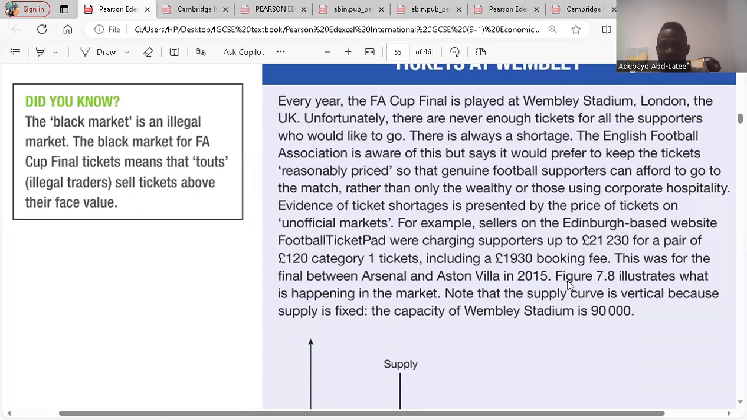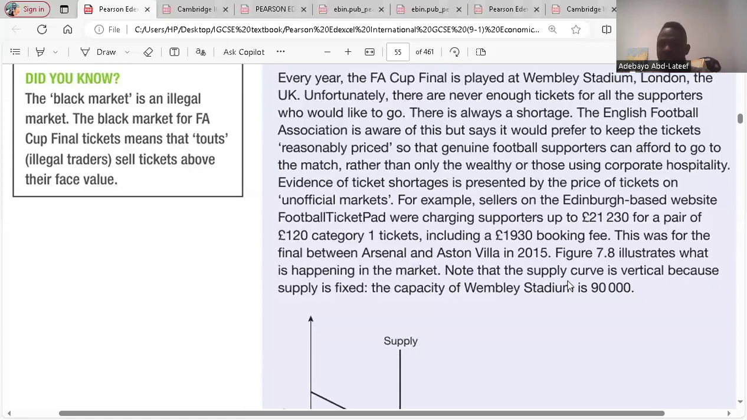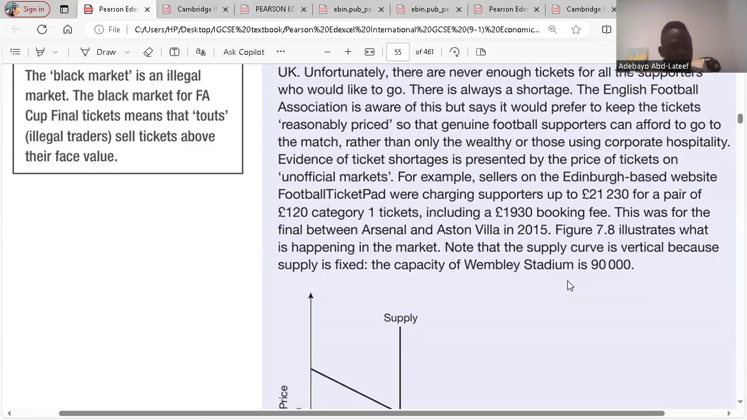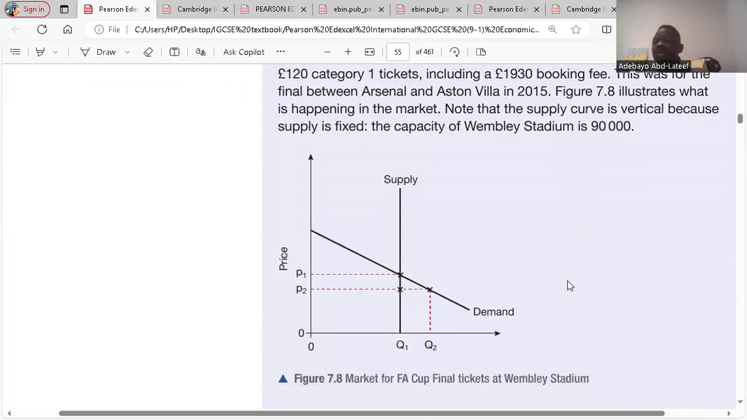Figure 7.8 illustrates what is happening in the market. Note that the supply curve is vertical because supply is fixed. The capacity of the stadium is 90,000. So based on this graph, we see that the supply is vertical. It means it is fixed. It is just 90,000 capacity. It cannot be extended. It cannot be reduced. It's fixed. So we have P1, P2, and we have Q1, Q2.